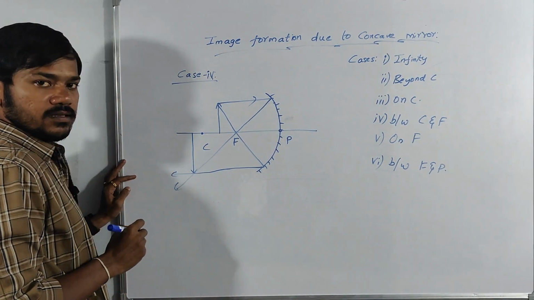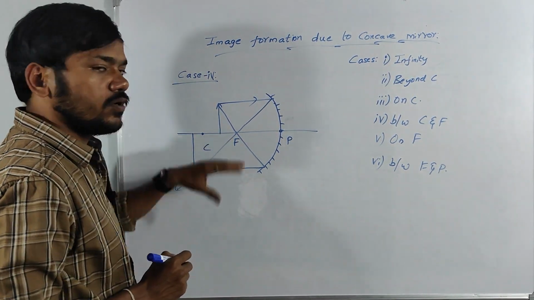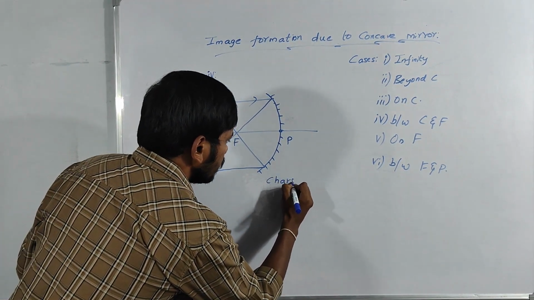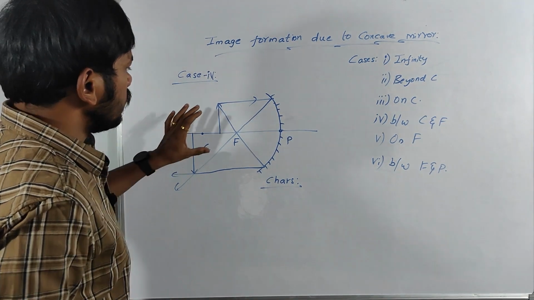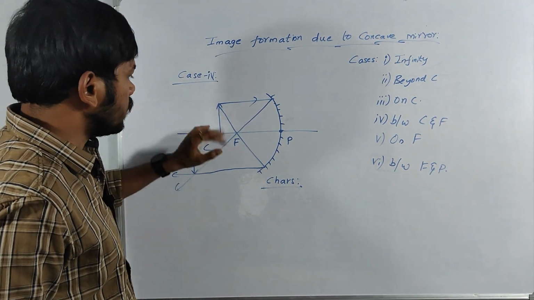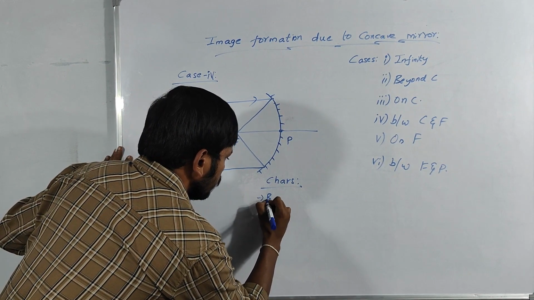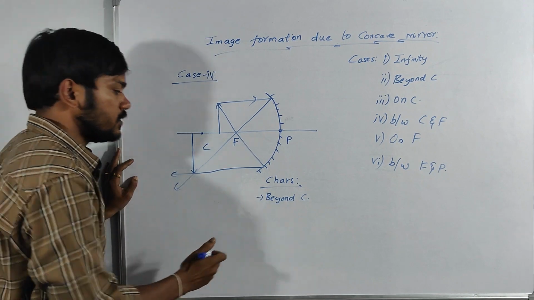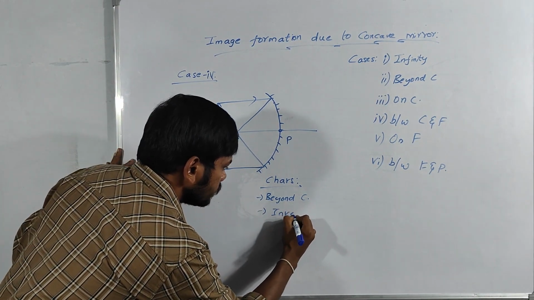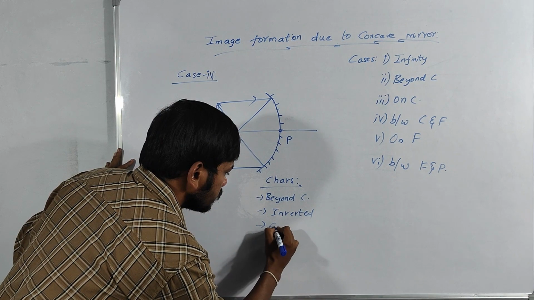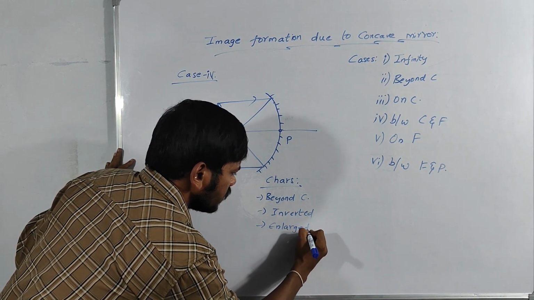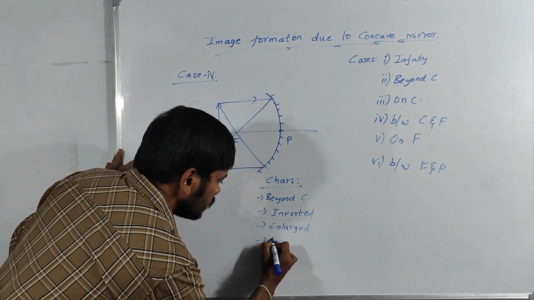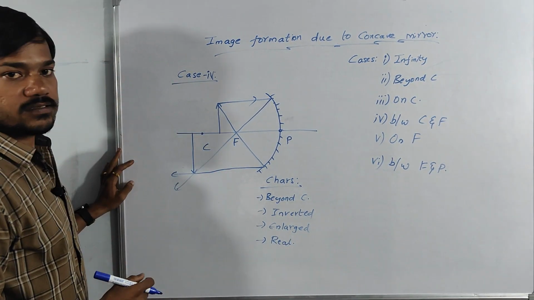See how simple this is? Just following simple ray rules only. Up to now we have followed the first ray rule and second ray rule itself. Now let us discuss the characteristics. First point, where is it formed? It is formed beyond C. How is the image? It is inverted. It is enlarged, or you can use the word magnified also. Next, is it real or virtual? It is real.